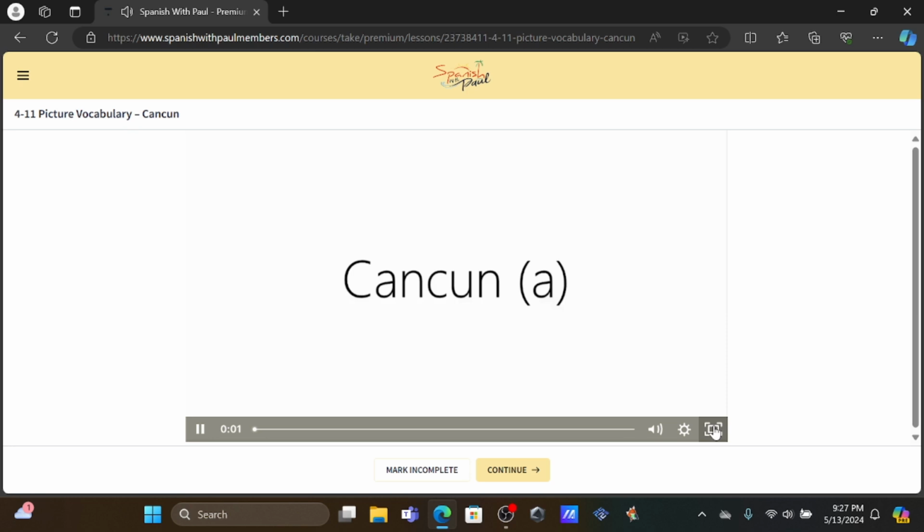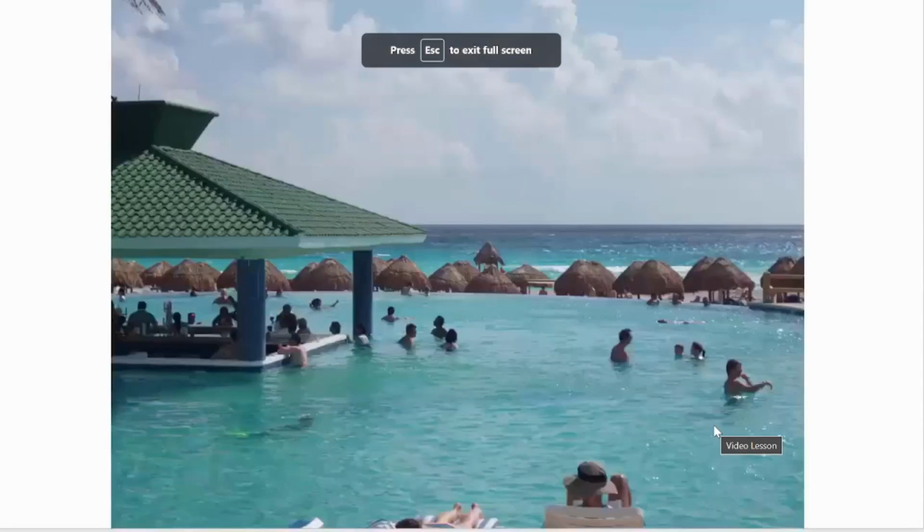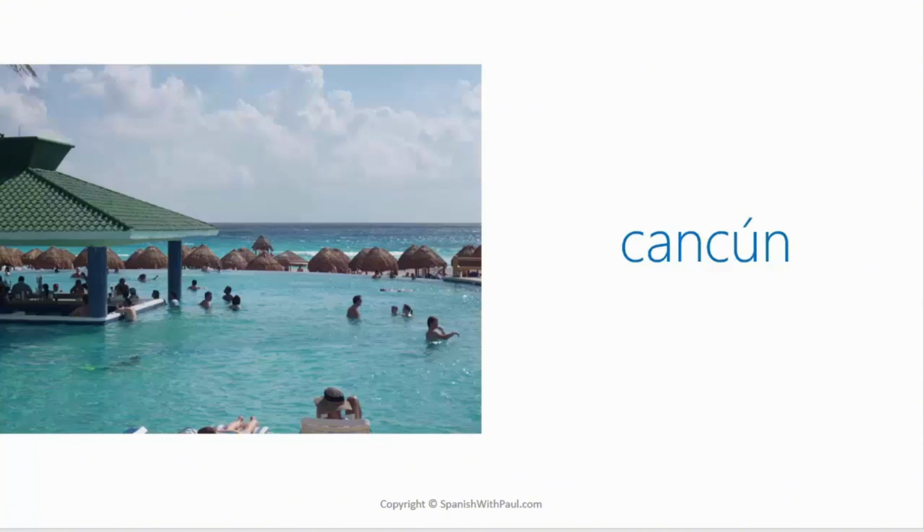In our second example of picture vocabulary, we're going to look at a photo I took from one of my first times in Cancun. First of all, the word for Cancun is very easy. You just put an accent over the U at the end. So you have Cancún.